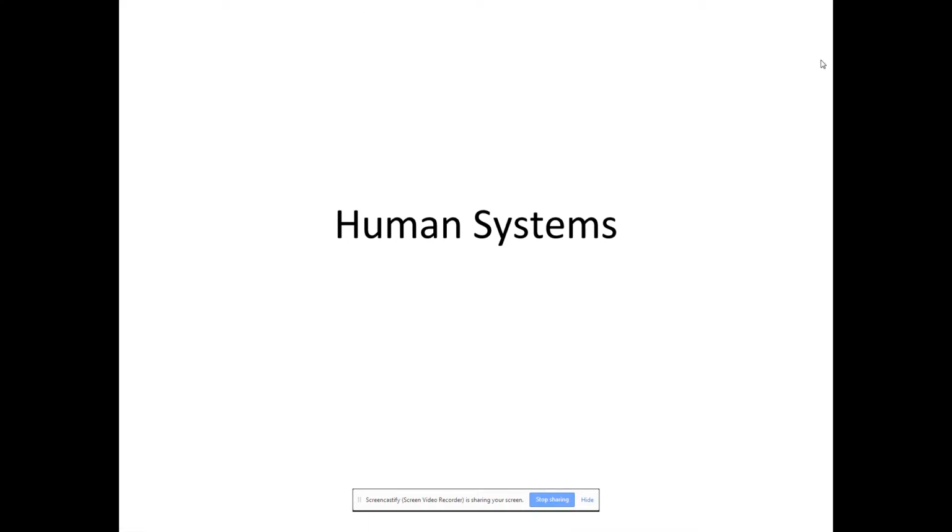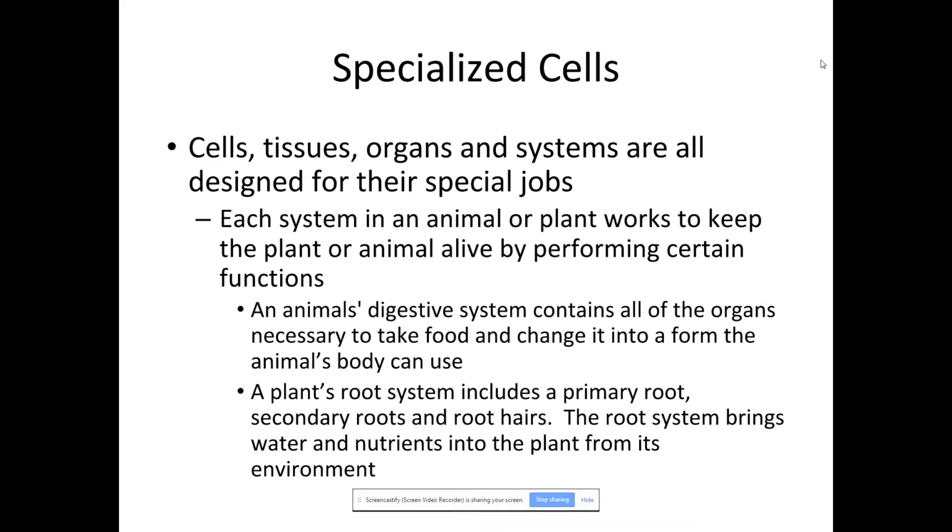Today's lesson we're going to talk about human systems. So first thing we need to talk about are specialized cells. In previous lessons we've talked about the animal cell and the specialization of the organelles within it. We also talked about the levels of organization, how we go from atoms to molecules to cells to tissues. Groups of tissues are organs, groups of organs, organ systems. So anyways, that is all going to feed into here.